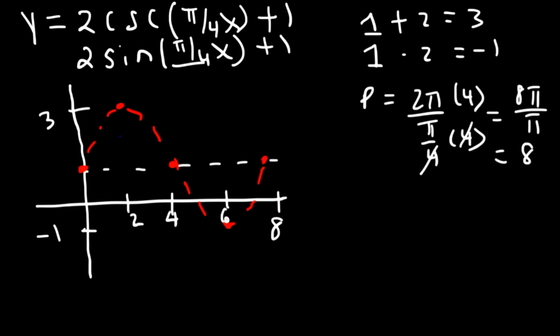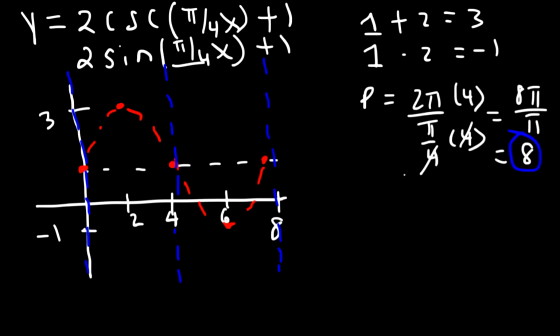Now let's plot the vertical asymptote. So everywhere the sine function touches the midline, that's where we need to draw the vertical asymptote. So notice that the vertical asymptotes occur at 0, 4, and 8. So it's going to occur every 4 units, which is half of the period.